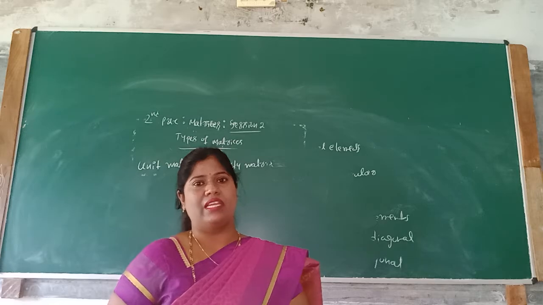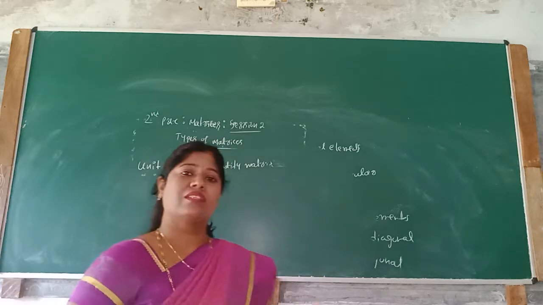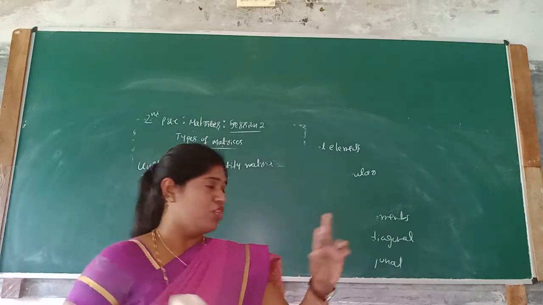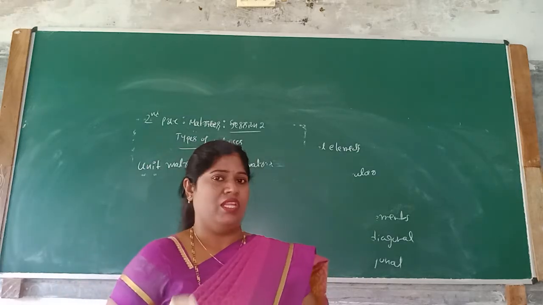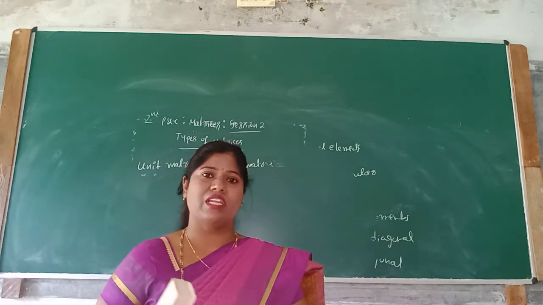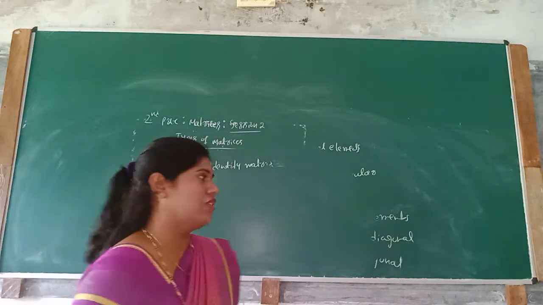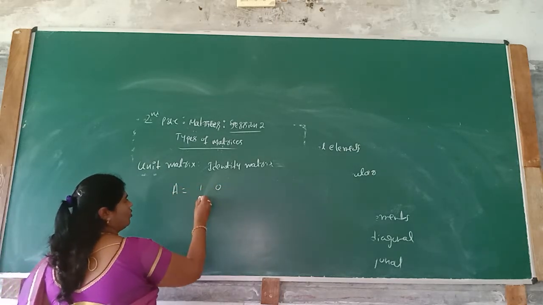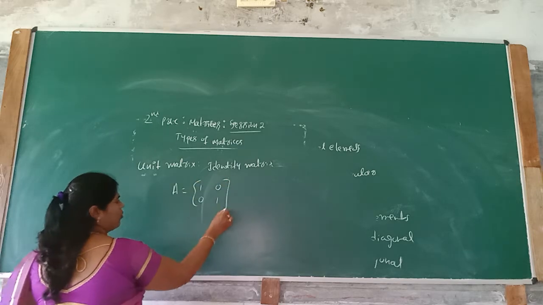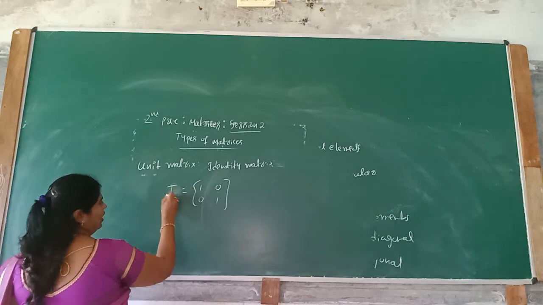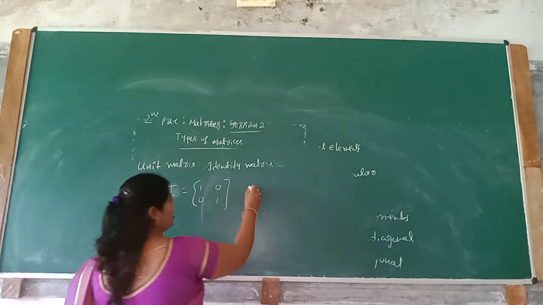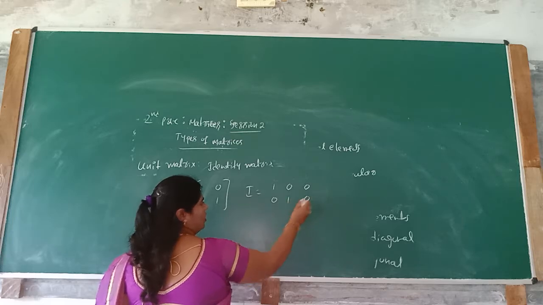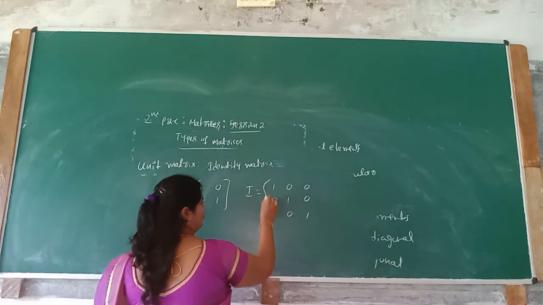It is denoted by the letter I. A unit matrix is a scalar matrix, a square matrix in which each element on the diagonal should be equal to 1. Then only it is called a unit matrix or identity matrix. So the examples: A is equal to 1, 0, 0, 1. So the unit matrix is denoted by the letter I. Okay. Next, I is equal to 1, 0, 0, 0, 1, 0, 0, 0, 1.